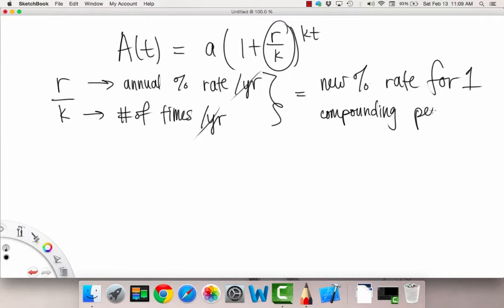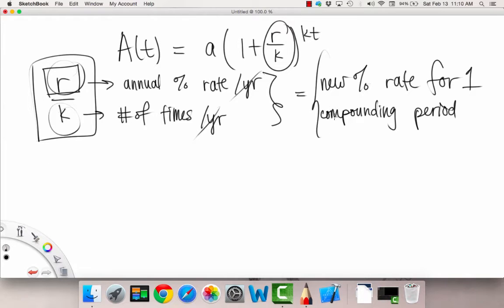This is pretty confusing stuff, but basically what you're going to do is take the entire rate for the whole year, divided by the number of times you're going to be compounding during that year, such as 12, let's say. If it were monthly, you would take your normal annual r and divide it by 12 to see per month what our rate is. So that's what r over k is. This is the new percentage rate for one compounding period, whether it be a month, a week, or a quarter.